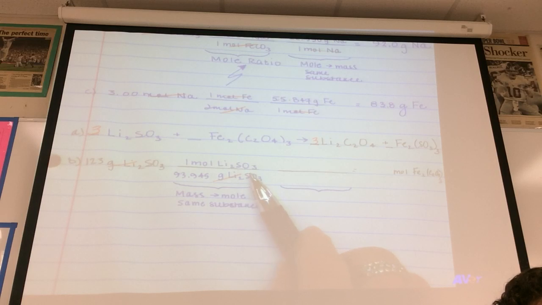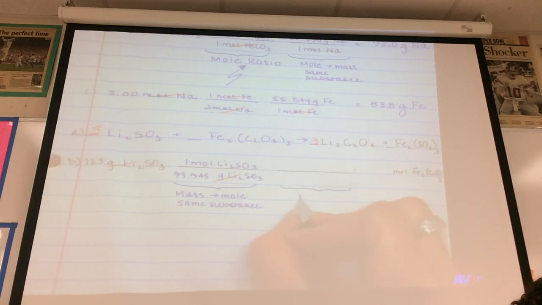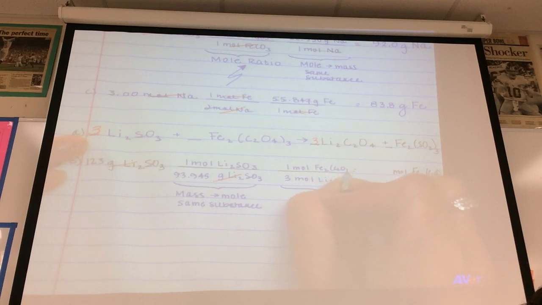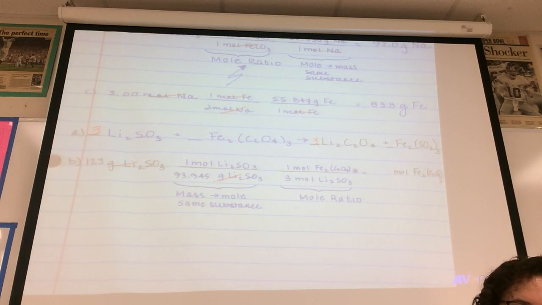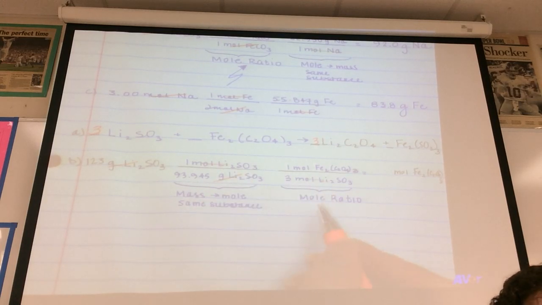And now we want to go from moles of lithium sulfite to moles of iron 3 oxalate. And this is going to be a mole ratio. Where does the mole ratio come from? Balanced equation. So you've got 3 moles of lithium sulfite, 1 mole of iron 3 oxalate. And again, let your units drive your problem.